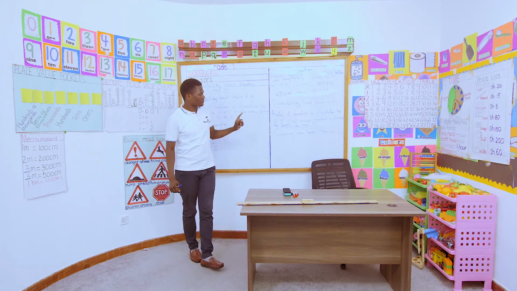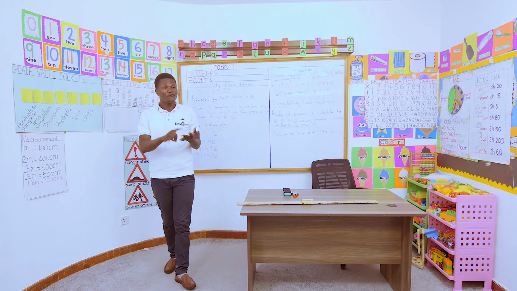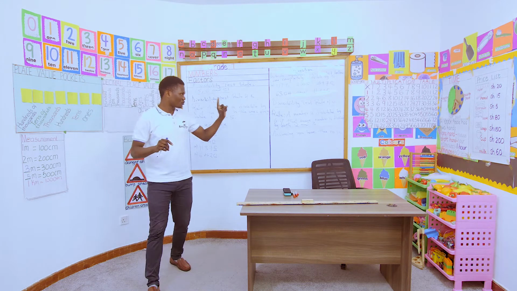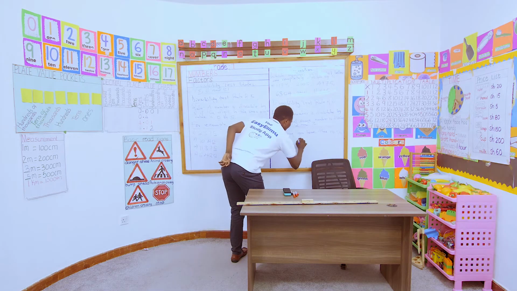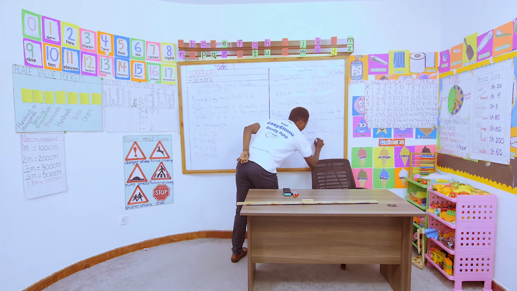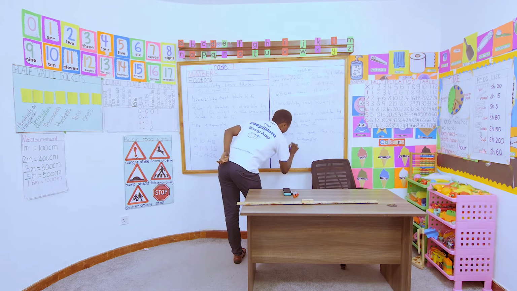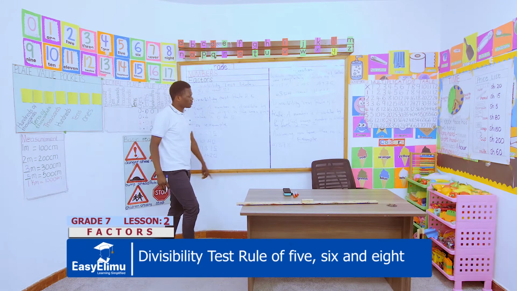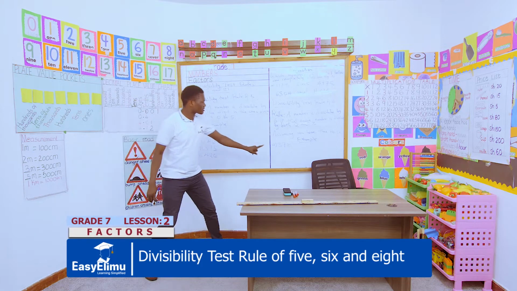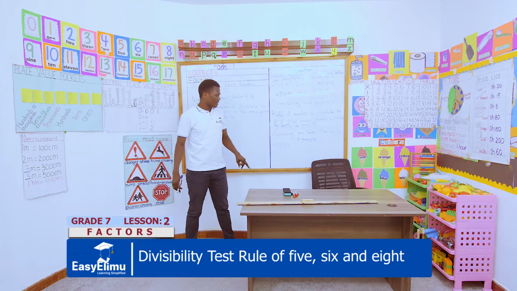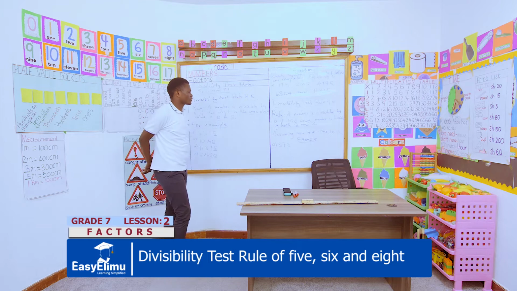That's correct. A number is divisible by 2 if the digit in the ones place value is 0, 2, 4, 6, or 8. So you check that. For example, look at this number. You can have a number like 378. We want to check whether 378 is divisible by 6. And we have said that for this number to be divisible by 6, then it must be divisible by both 2 and 3. So let us start with the divisibility test rule of 2.